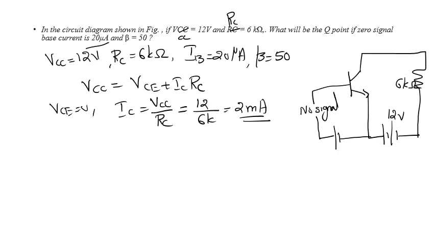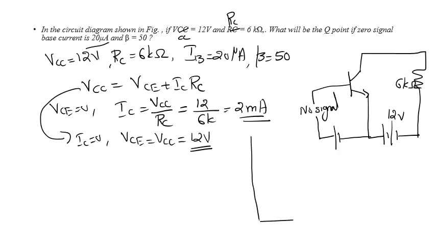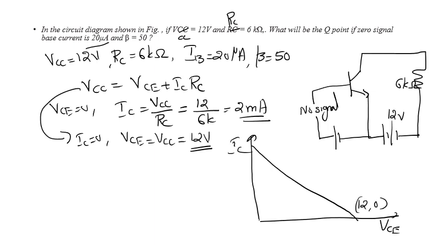Now once you get the IC, our VCE in this equation, when IC equals 0, VCE will be equal to VCC, equal to full volt. Okay, so our load line will be a straight line. This is IC and this is VCE, and this straight line is this one. So this point is 12 volt, 0, and this is 0, 2 milliampere.